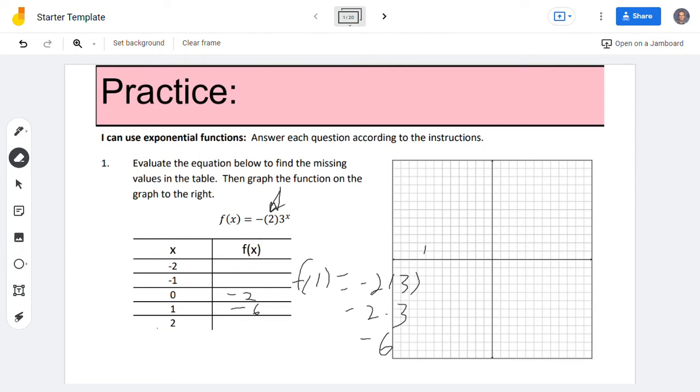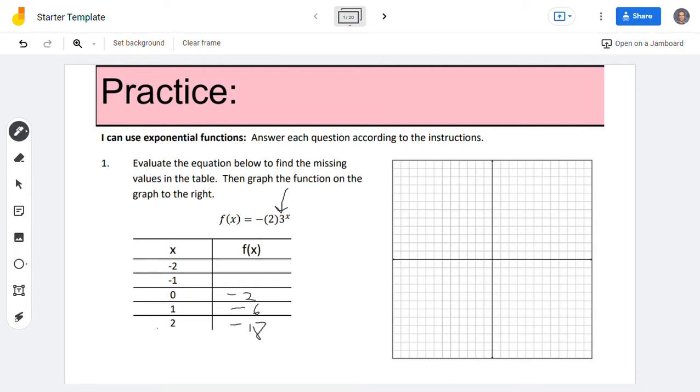And we can see that our pattern is multiplying by 3, which from class we talked about, the base right there is what shows our pattern. So from there, I'm just going to use that fact and calculate the next one. If I multiply negative 6 by 3, that gives me negative 18.